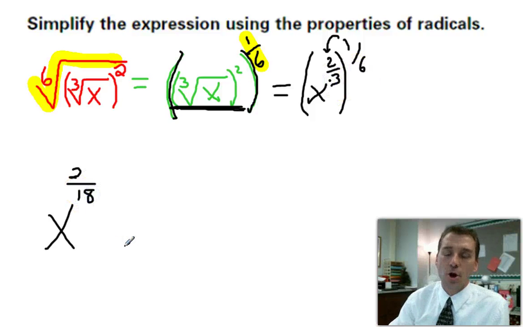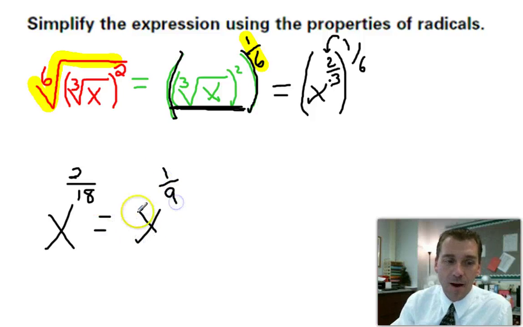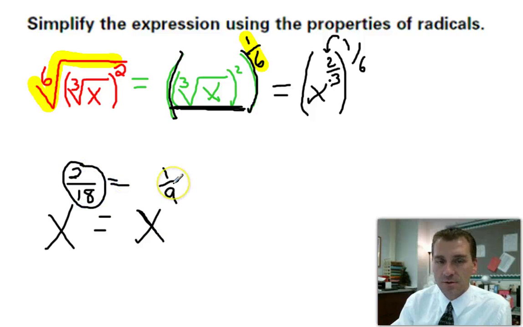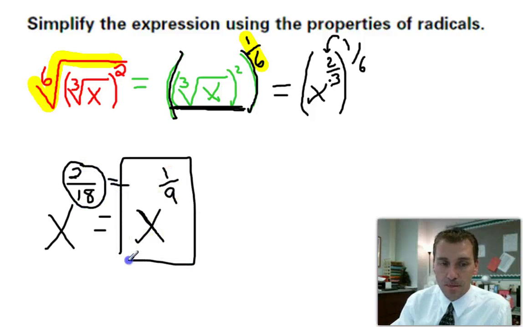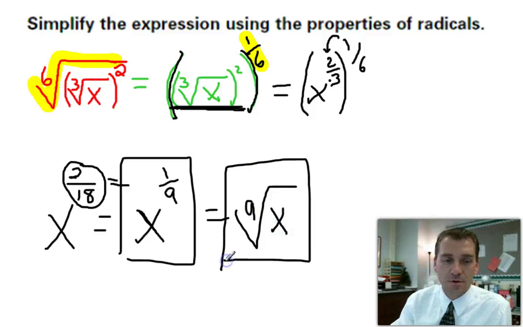Now, if you stop there, good try, my friends, but you have to simplify it down to x to the 1/9 power, because you can take the fraction 2/18 and reduce it down to 1/9. So what's my final answer? This right here. Or, if you want to write it in radical notation, it's the 9th root of x. Either one of those is perfectly fine. So there's that example.